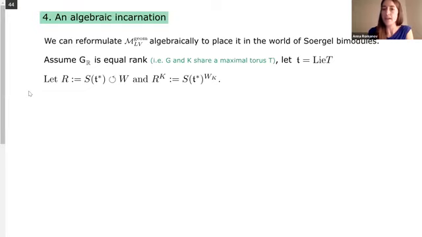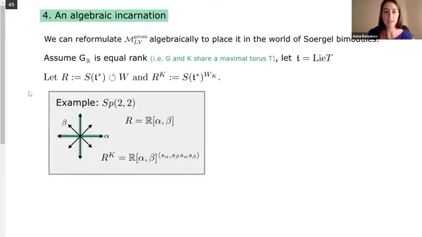And I have two rings corresponding to this picture. The first is just the symmetric algebra on t star. And this has a natural action of the Weyl group, so it has a natural action of the reflection subgroup corresponding to K. And I'll let R^K be the invariants under W_K. So in our little example, R is just a polynomial ring in two variables, and R^K is the invariants under this group.